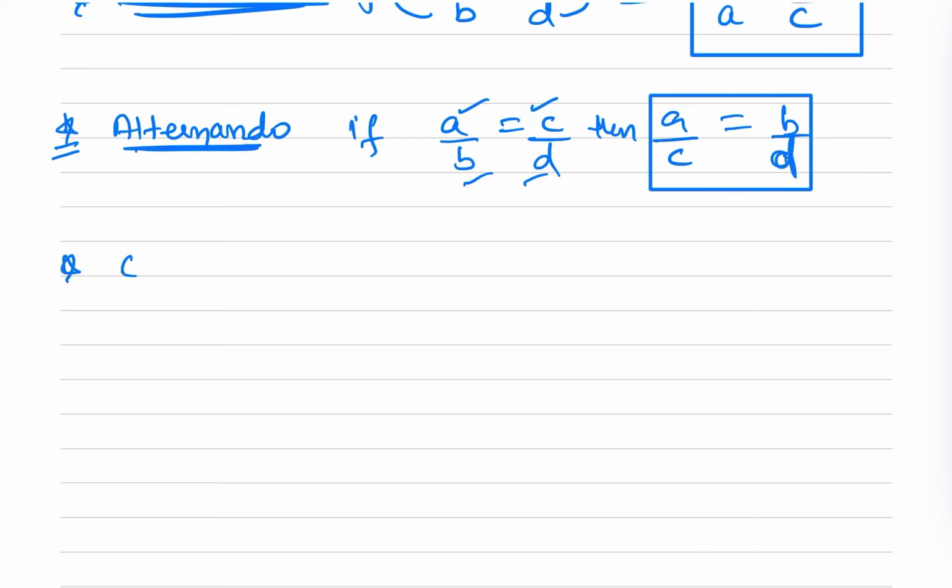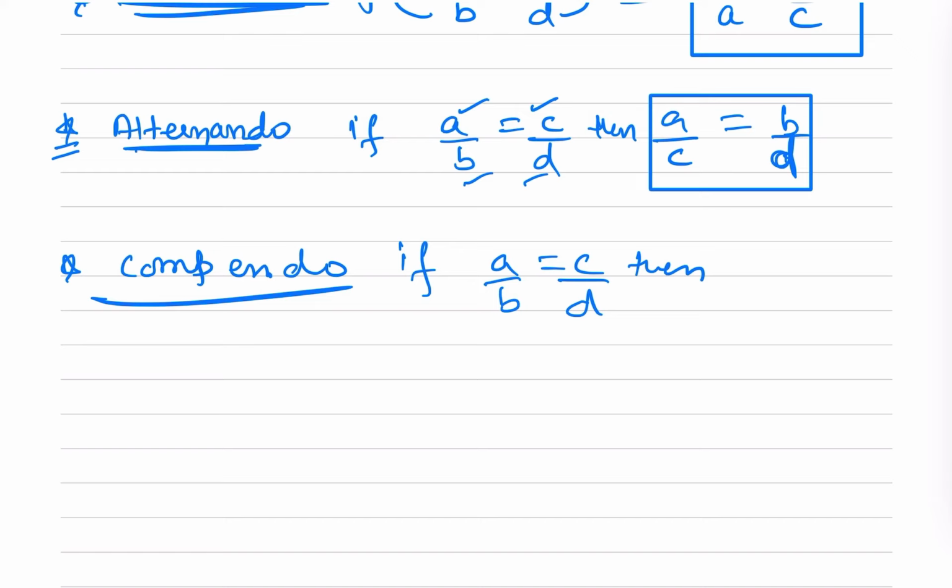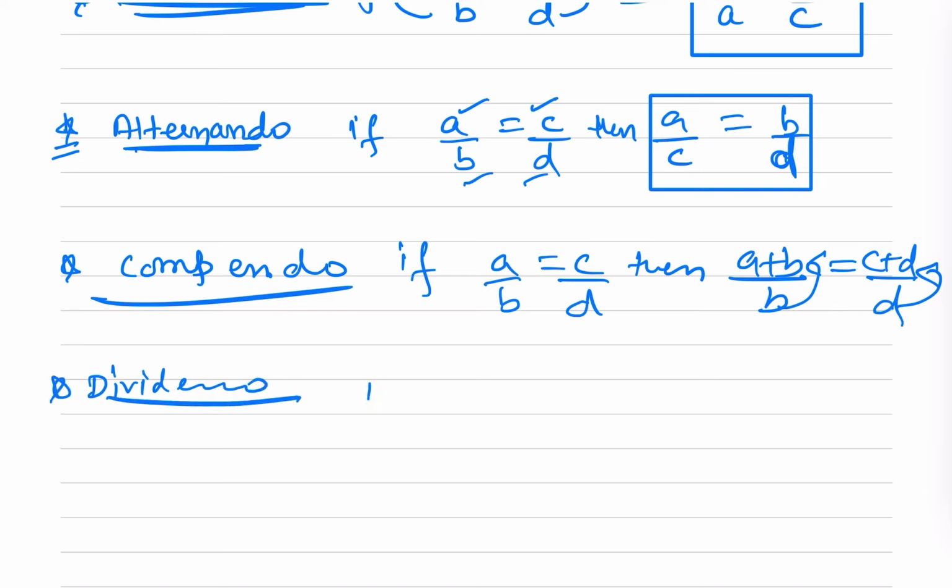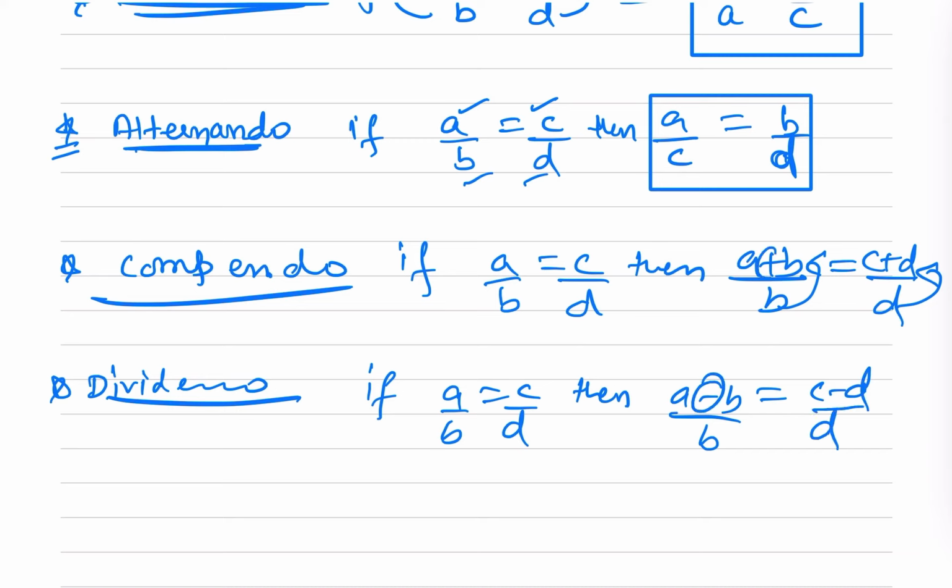Now what is componendo? Componendo is, if a by b is equal to c by d, then a plus b upon b equals c plus d upon d. You just add the denominator. That is called componendo. Similarly, can anyone tell me dividendo? In dividendo, if a by b equals c by d, then a minus b upon b becomes equal to c minus d upon d. You just subtract it here and there.